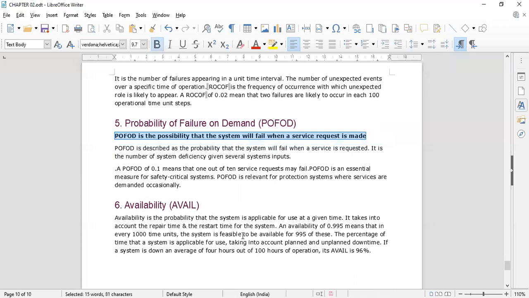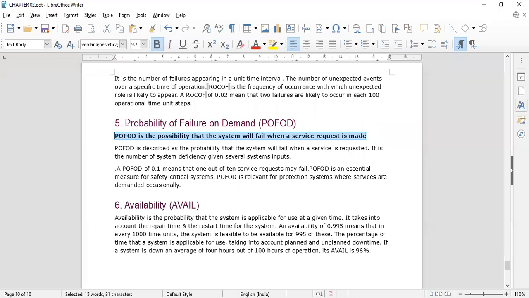Now a simple example: whenever we write any URL in the browser, sometimes a message arrives that this site is not working properly. So this is a failure. It means whenever you demand that particular site, it is not available for you.